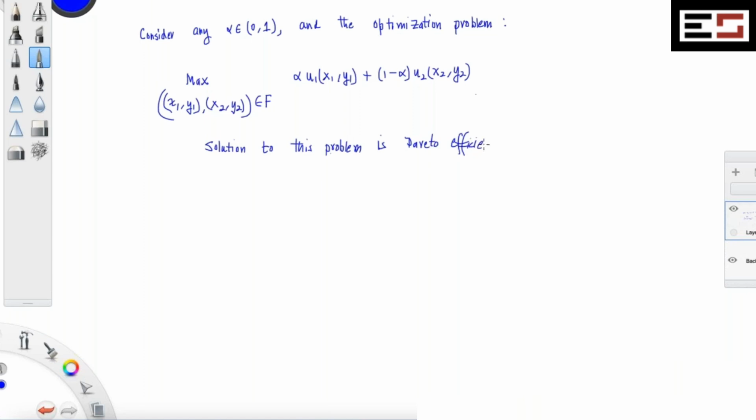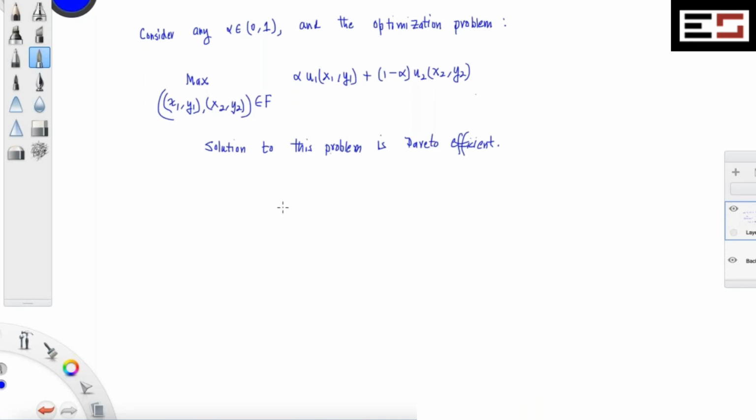Please note that I'm not saying that you will get the entire set of efficient allocations. It is possible that some of the efficient allocations may not be the solution to any problem of this type, for any alpha, so it's possible. Okay, but you will get a considerably big set if you just solve this optimization problem.